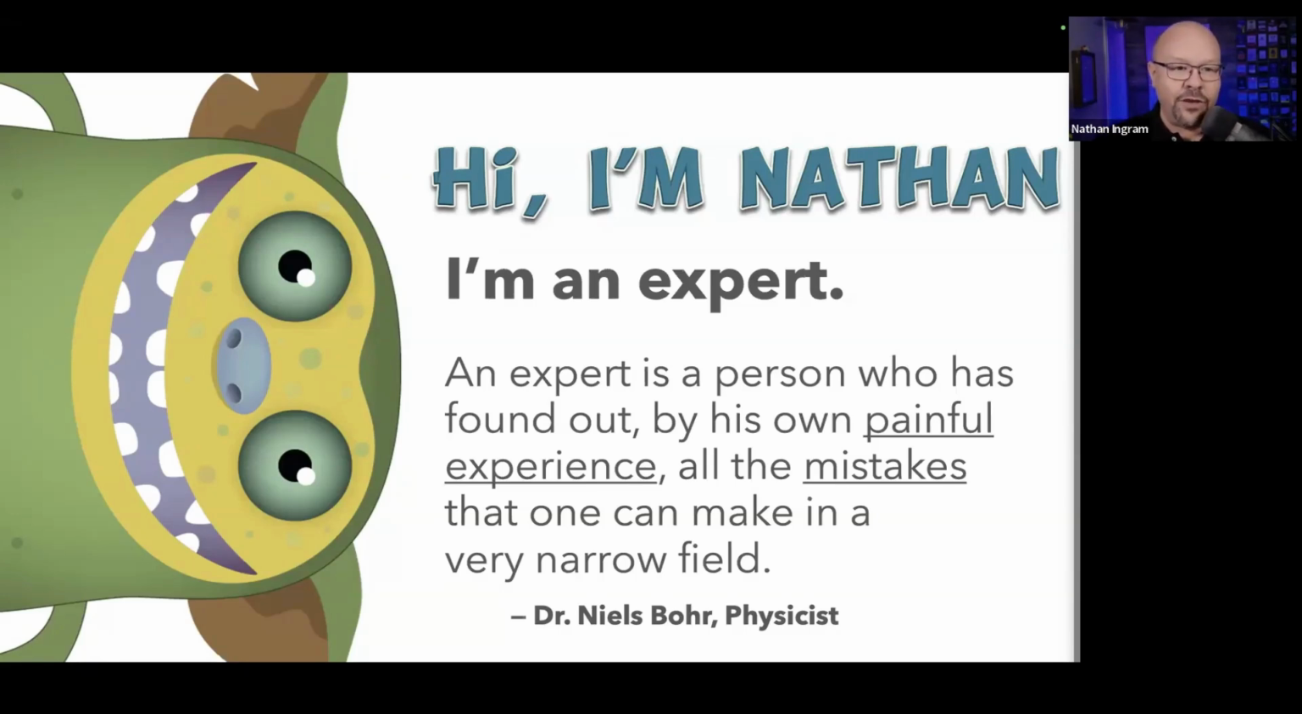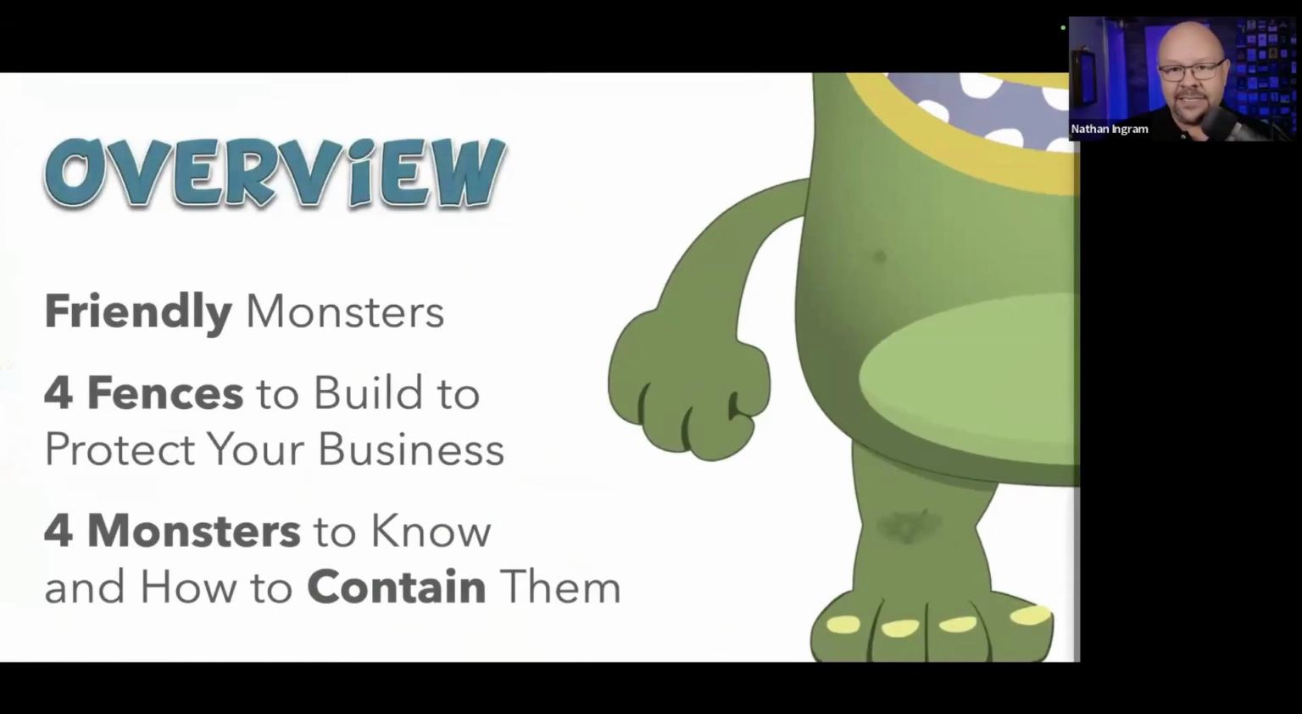This is where we're going today. Just a quick overview. We're going to first talk about this concept of friendly monsters. Then we're going to quickly move into these four, what I call fences, that we all need to have in our businesses in order to protect them from problem clients. And the second part of the talk is about four different monsters that you need to know and how to contain them. And depending on time, we'll throw in an extra bonus monster to make five.